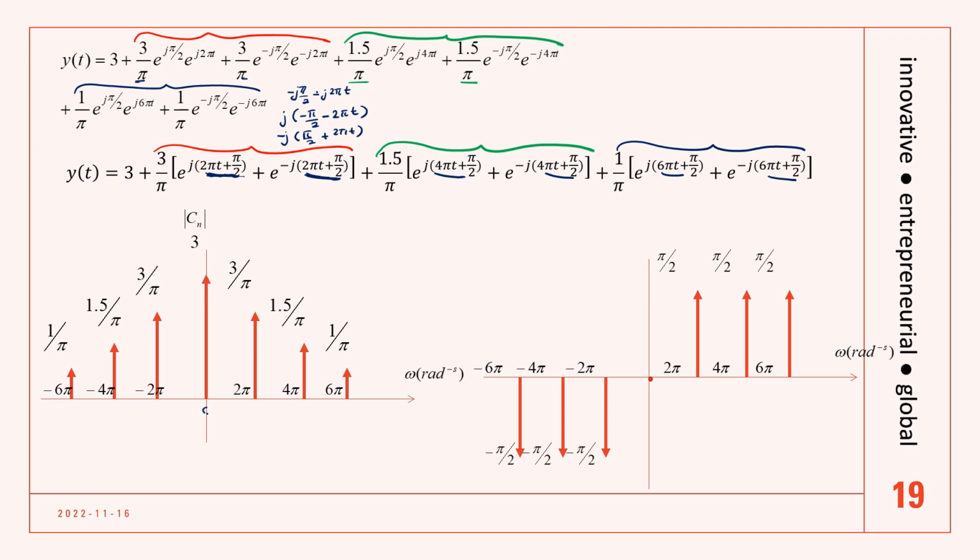C naught, when your omega is 0. The first omega term is going to be 2π, with amplitude 3 over 4, and the second term is negative 2π, with amplitude 3 over π. The same goes for the rest. This is the amplitude spectrum, and this is going to be your phase spectrum.